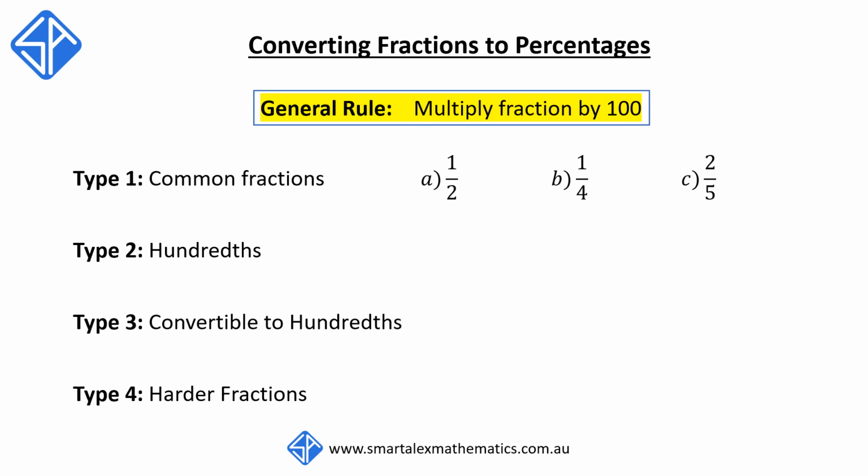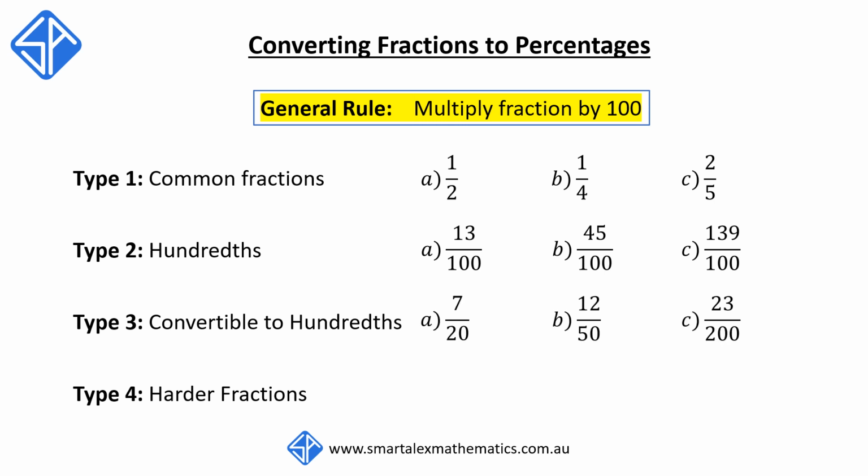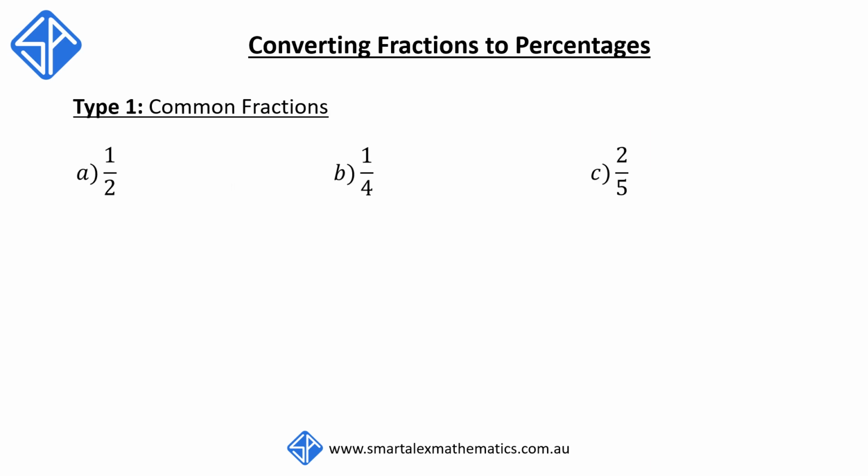In this video, we're going to simplify it into 4 types of fractions. The first are the common fractions like a half, a quarter, and 2/5. Second type are what we call hundredths. These are fractions with denominators of 100. The third are fractions that can easily be converted to hundredths. And the last are the harder fractions where the denominator doesn't easily convert to 100.